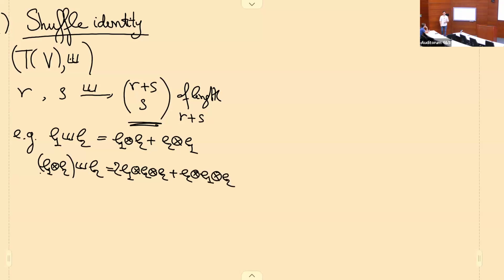Of course, this space is the space spanned by all possible words. So if I define a product on basis elements, I know how to define a product on the whole space. So this is the shuffle product. So with this product, here is what happens. You get something called the shuffle identity that I will use now.